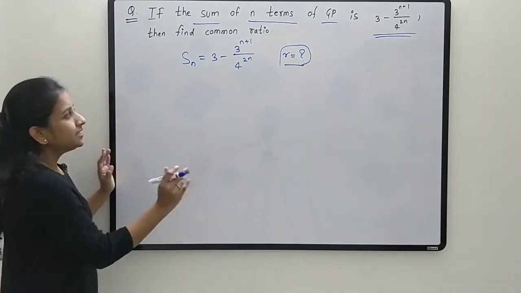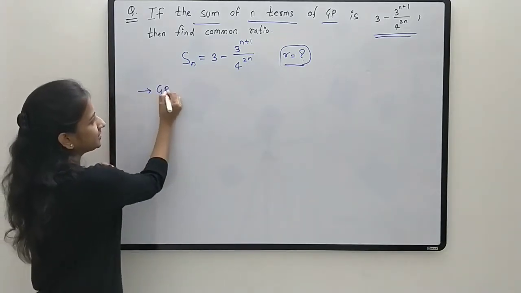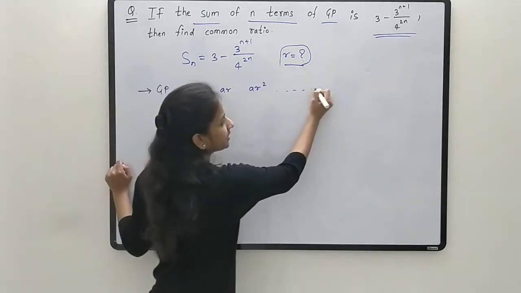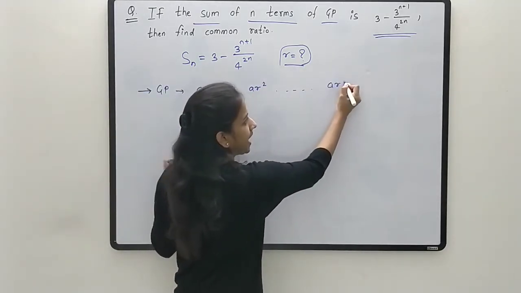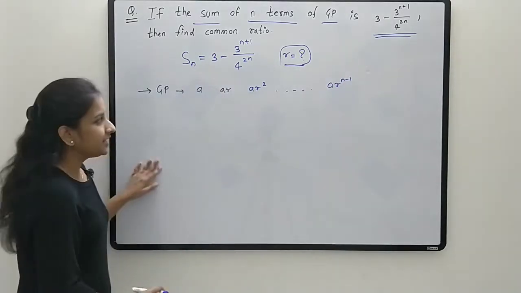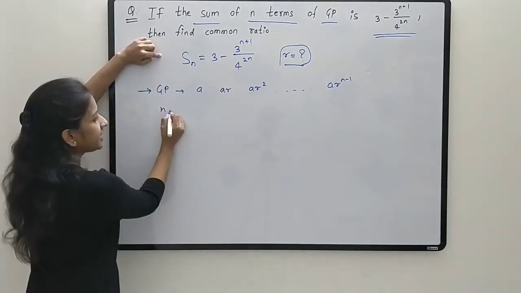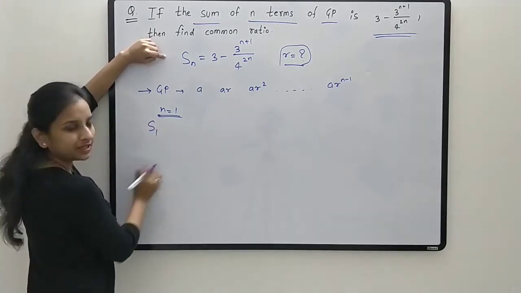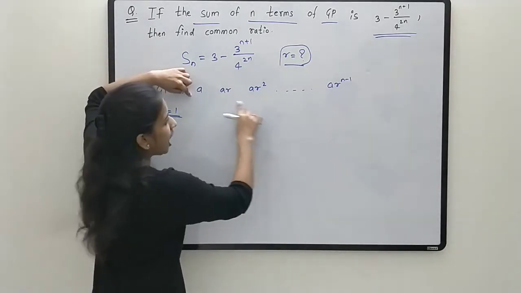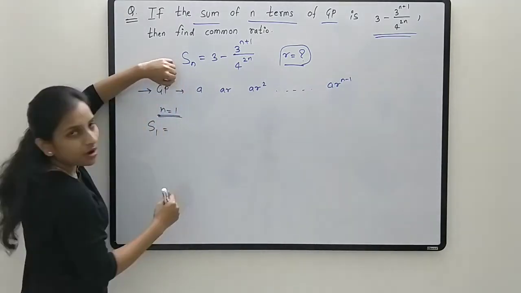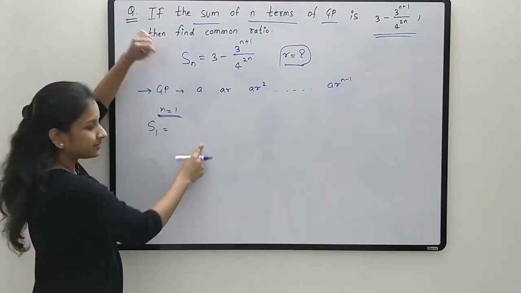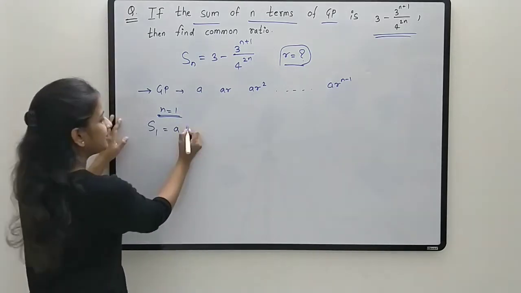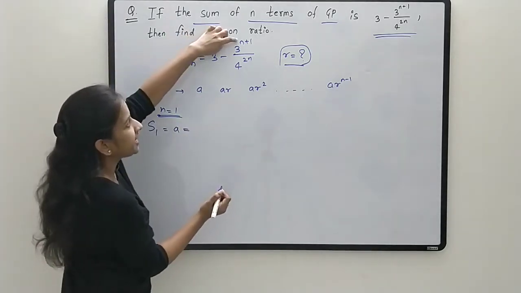Okay. Now, let's take a general GP series. A, AR, AR square, like this. It continues till nth term, AR raised to n minus 1. Right. Now, if we substitute n equal to 1, then what happens? Sum of one term. That is, out of this GP series, sum of first one term means A, right? Sum of one term is only A is equals to, substitute n equal to 1 here.